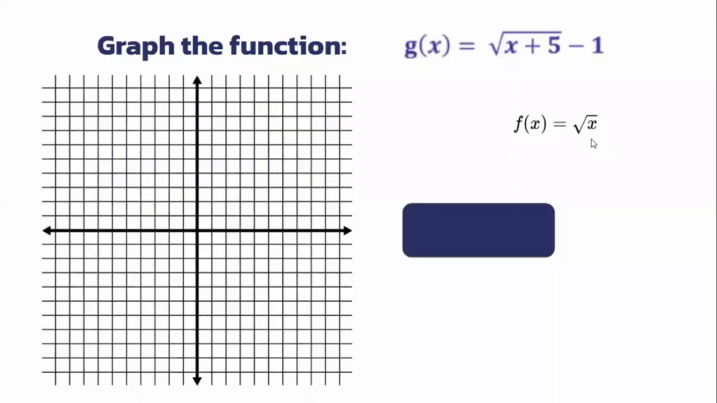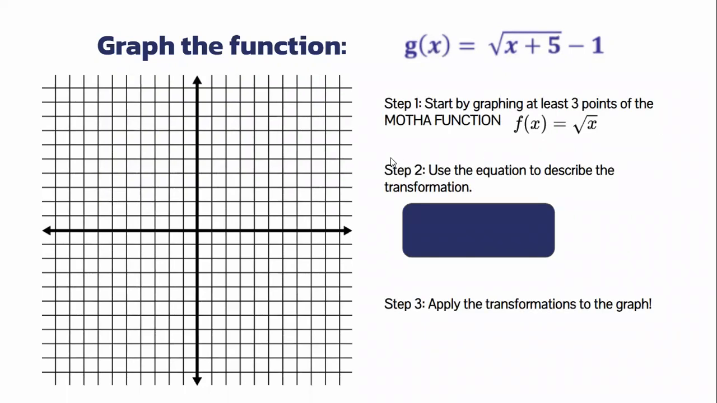And the final activity for us here would be to graph this function, g of x is equal to the square root of x plus 5 minus 1. How would we do this? We want to employ the same types of steps that the guy in the video did. So step 1, start by graphing at least 3 points of our parent function, f of x is equal to the square root of x.